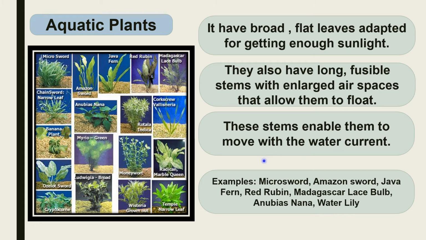So these are the examples of aquatic plants. We have micro sword, the Amazon sword, the Java fern, the red rubin, Madagascar lace plant, and lots more. Also water lily is an example of an aquatic plant.